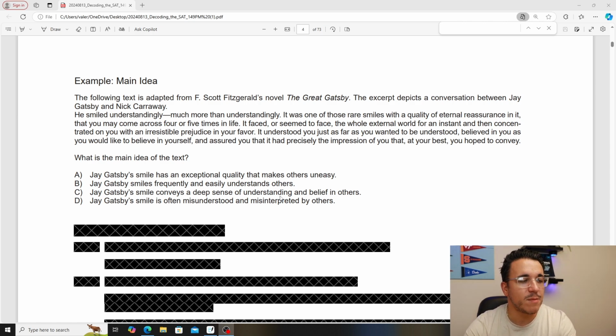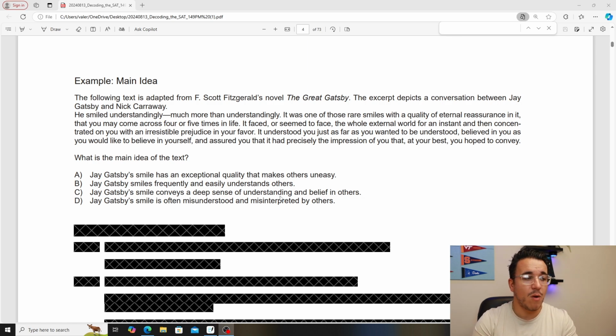C, Jay Gatsby's smile conveys a deep understanding and belief in others. So that's what his smile conveys. Other people see it. When he smiles at them, they feel more confident. They feel belief, right? So that is probably the right answer. That matches very well with our prediction. D, Jay Gatsby's smile is often misunderstood and misinterpreted by others. No, they said that his smile was very reassuring, right? So people understood it. So we're going to get rid of D as well.